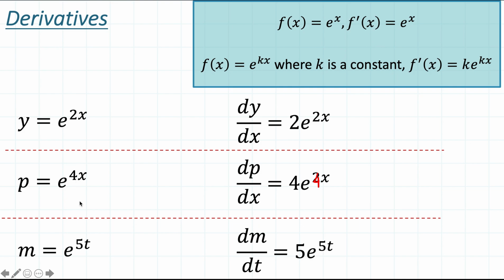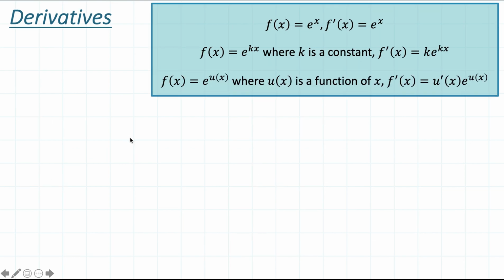So any coefficient you have here in the power, we can bring as a coefficient to the function itself, and we keep the exponential as it is. So it's going to stay as e to the power of 2x, e to the power of 4x, e to the power of 5t. Now, let's develop this even further. What if we don't have just a constant? What if we have a whole function? So it's not just kx, it's a whole lot of things happening to x.